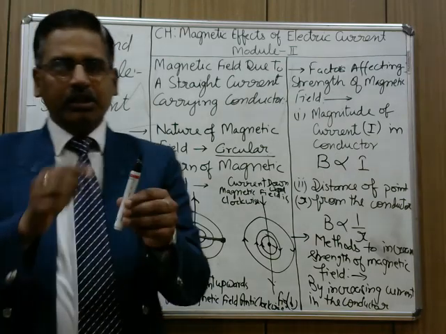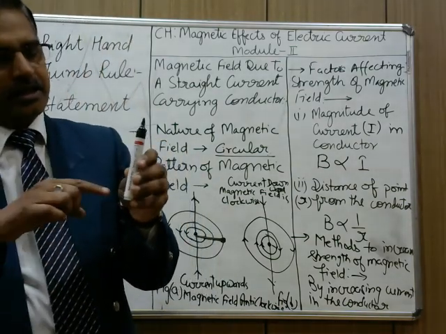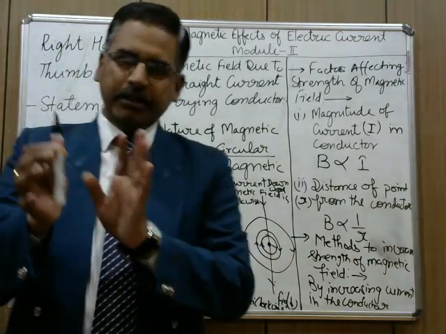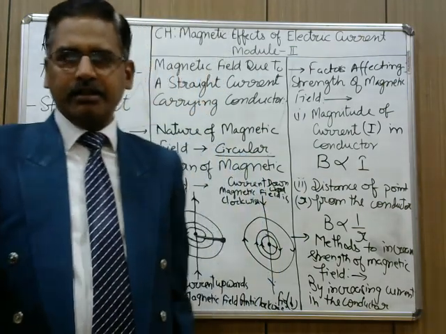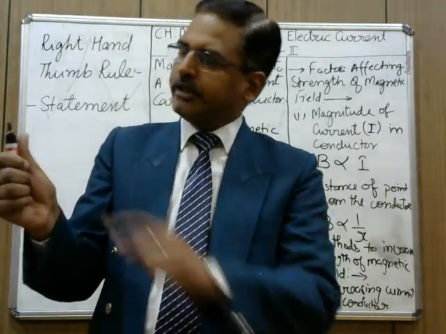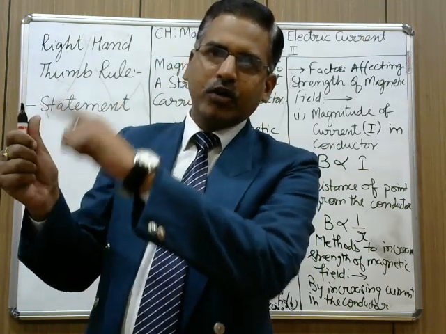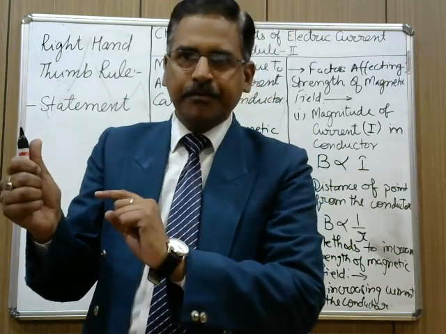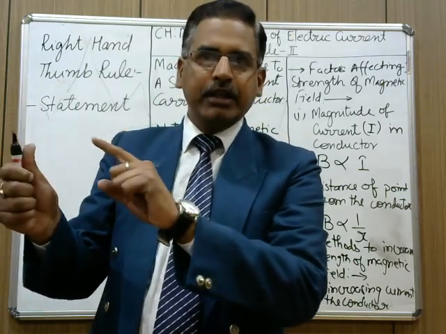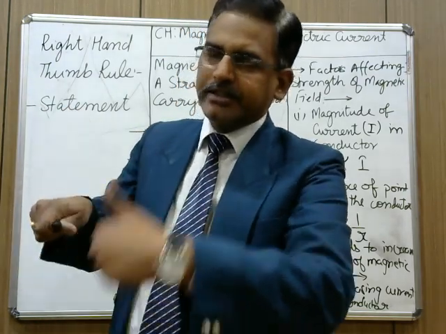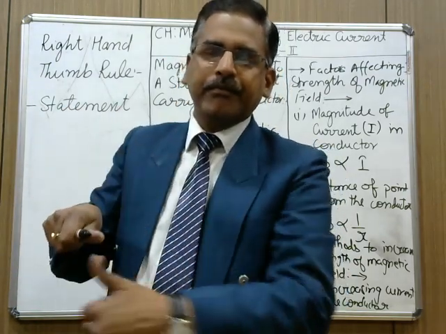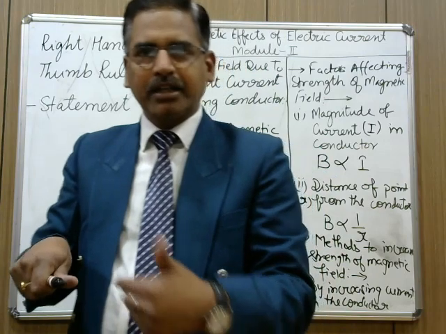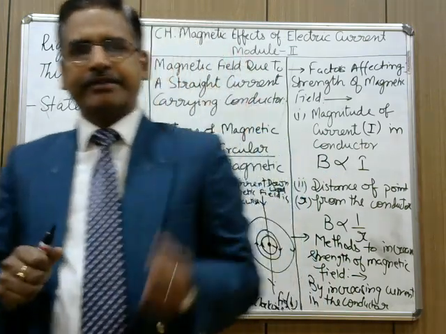Once again, I am telling you, suppose this is a current carrying straight conductor. Current is flowing in the upward direction, means from bottom to top. Then hold the conductor in your right hand. This is my right hand. Holding the conductor in the right hand such that the thumb is indicating the direction of flow of current in the conductor. As I told you, current is flowing in the upward direction from bottom to top. The thumb is indicating the flow of current. Then the direction along which the fingers are wrapping is the direction of magnetic field, and of course it is anti-clockwise.